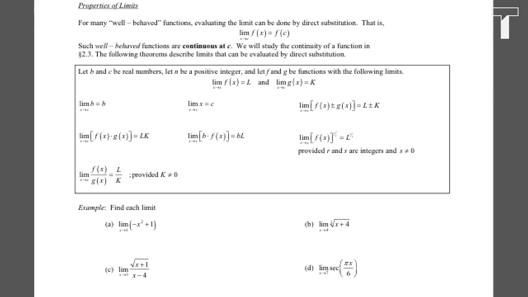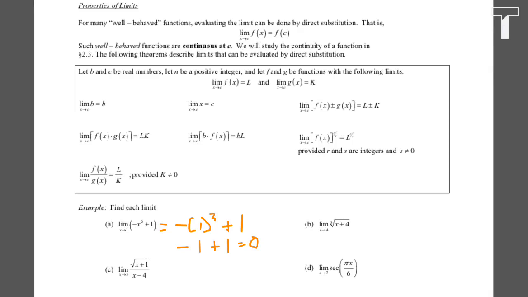So, for example, if I look at question A down here, what's the limit as x approaches 1 of negative x squared plus 1? I could try it. Could I plug in? As long as I can plug in, this is the opposite of 1 squared plus 1. That's the opposite of 1 plus 1 equals 0. None of the algebra went wrong.